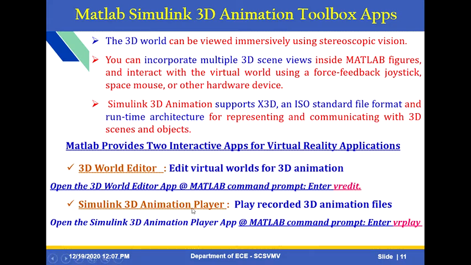Then the Simulink 3D Animation Player plays recorded 3D animation. This player is used to play the 3D animation files as recorded. At the time of simulation, you can record your simulation so that you can play the recorded file. The command to get the Simulink 3D Animation Player is vrplay.